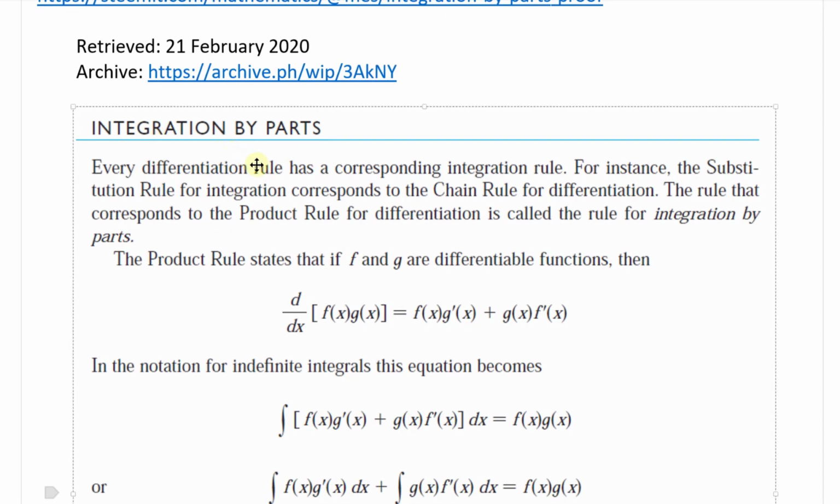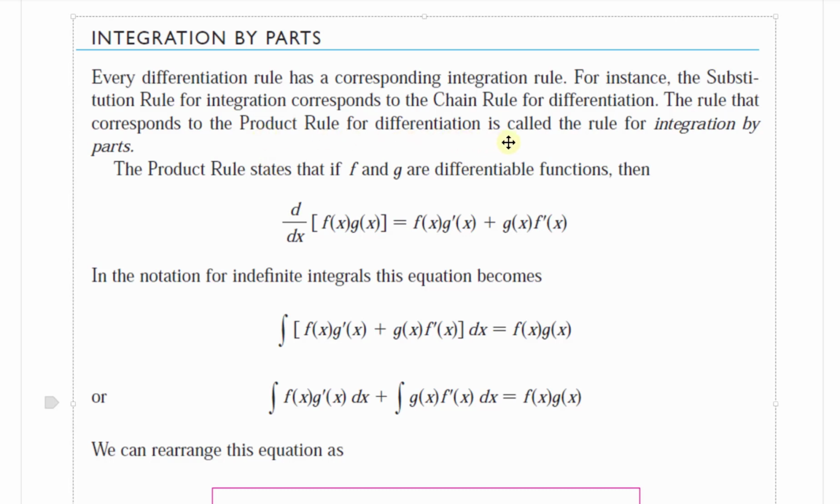So, integration by parts: every differentiation rule has a corresponding integration rule. For instance, the substitution rule for integration corresponds to the chain rule for differentiation. The rule that corresponds to the product rule for differentiation is called the rule for integration by parts. The product rule states that if f and g are differentiable functions, then d over dx of f of x times g of x is equal to f of x times g prime of x plus g of x times f prime of x.